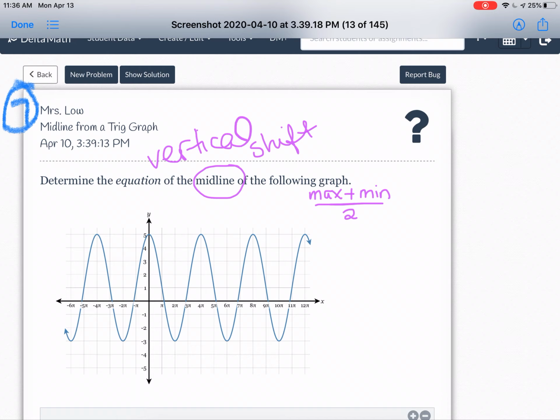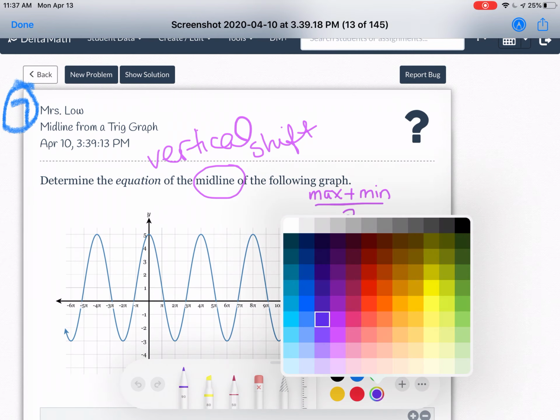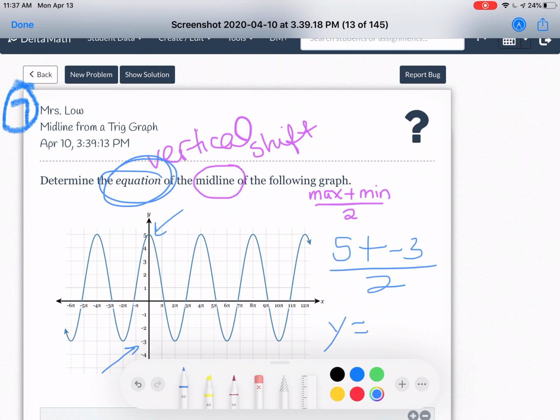Okay, I gave us a trig question. Remember, I picked all these based off of the questions that'll be on your final, okay? All right, vertical shift. So determine the equation of the midline. So remember the formula for midline? It's max plus min divided by 2, and we're talking about y values. So our maximum y value here is 5. So 5 plus our minimum y value, negative 3, divided by 2. Now this does say equation, so you're going to have to type in the answer y equals, and that's 1. So that's what you'd be typing in to delta.